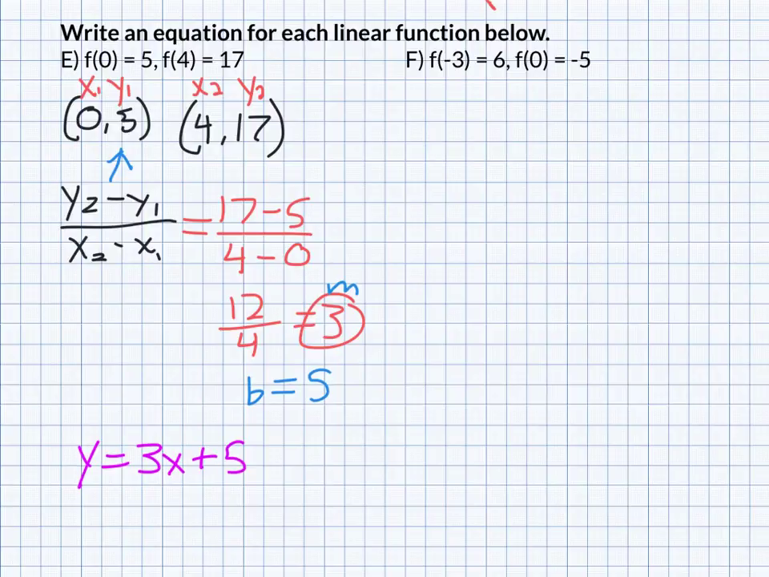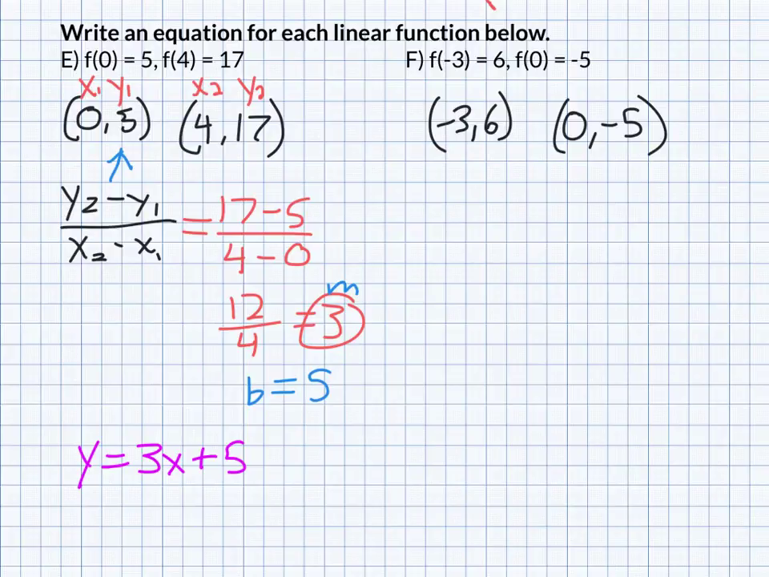Very common mistake here is to put the y-intercept next to the x and put the slope by itself. So you just got to make sure slope is always the coefficient of the x and the y-intercept is the constant. All right, and then example F, our last one, we're going to do the same thing. Let's write these as coordinates. -3 is the x value, 6 is the output, and 0 is the x value, and -5 is the y value.